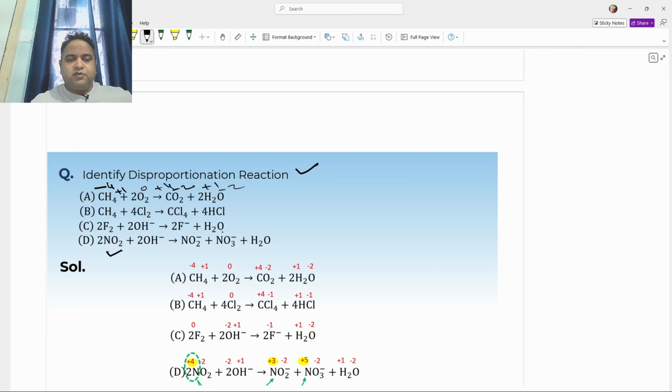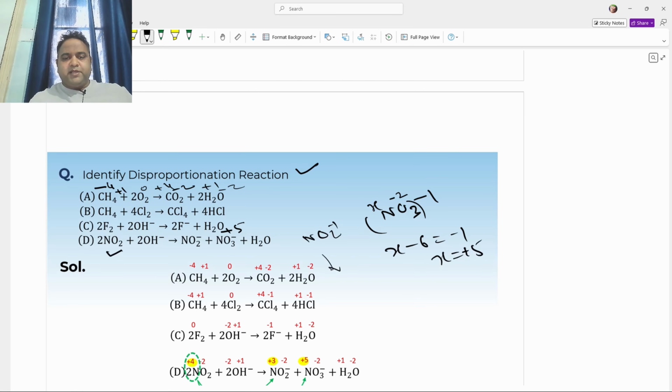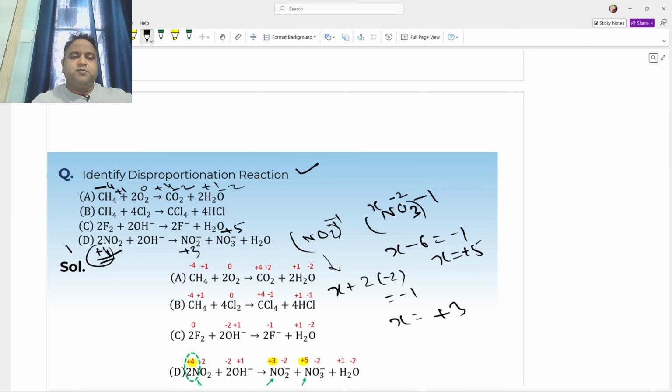The disproportionation reaction is going to be this NO2. I hope this is going to be NO3^-1, where +5 will come. Nitrate is -1, there is a doubt about its oxidation state. Take it as x. Here how much will it be? -2. x - 6 is equal to -1, so x will be equal to +5. And in case of NO2^-1, oxidation state of N is how much? x plus 2 into -2 is equal to -1. x will be equal to +3. On the left hand side, nitrogen is having +4. It is moving from +4 to +3 and +5. So this is a case of disproportionation reaction.